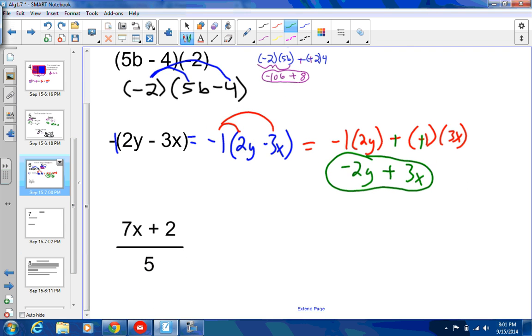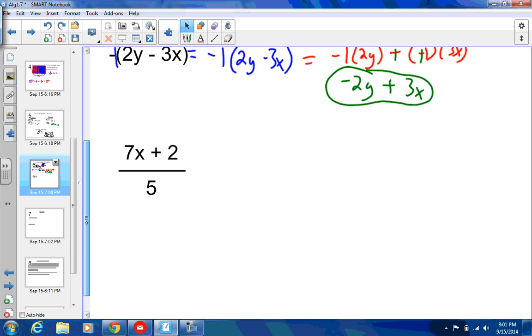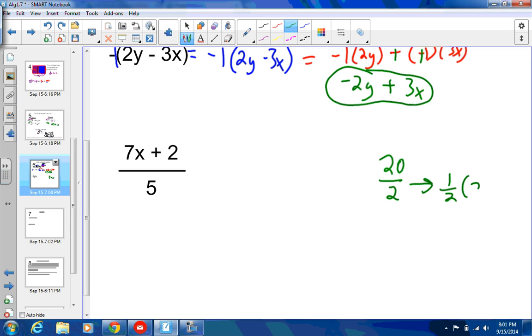Now the last one is just totally division. But you can also use the distributive property here, which is kind of neat. We know that if you divide by a number, it's actually saying you're multiplying it by a fraction of 1 over that number. So for instance, 20 divided by 2 is actually the same thing as saying 1/2 times 20. Believe it or not, 20 divided by 2 is 10. I hope you know that. 1/2 of 20 is also 10. So that's the same thing there.